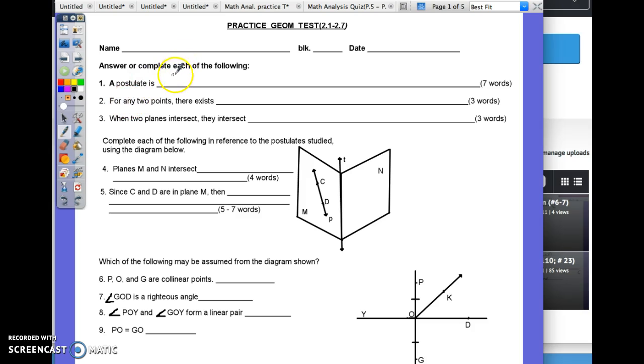A postulate. This one you should know. A postulate is, I'm sure all of you can just rattle that off, a statement accepted as true.